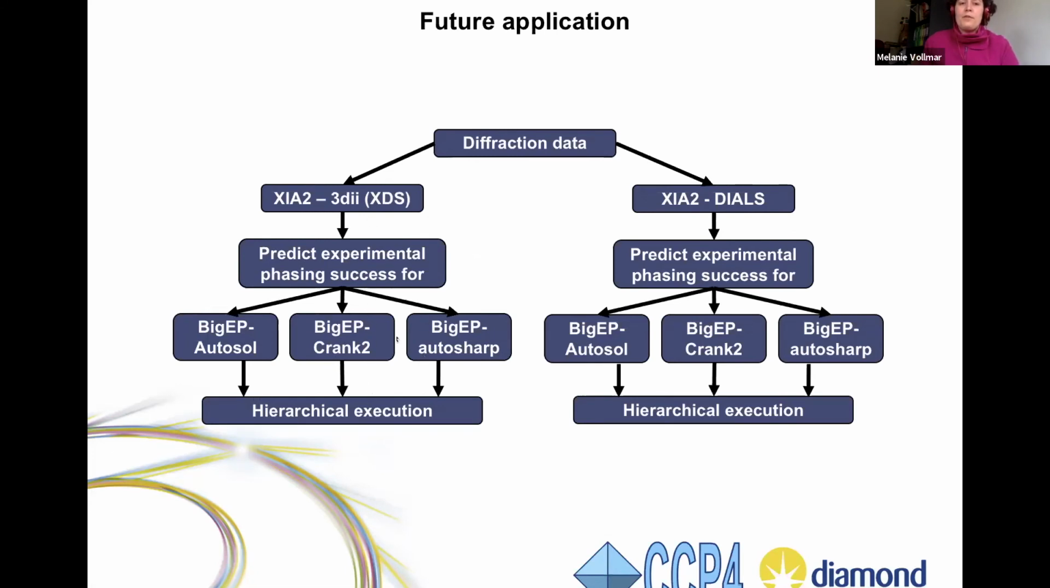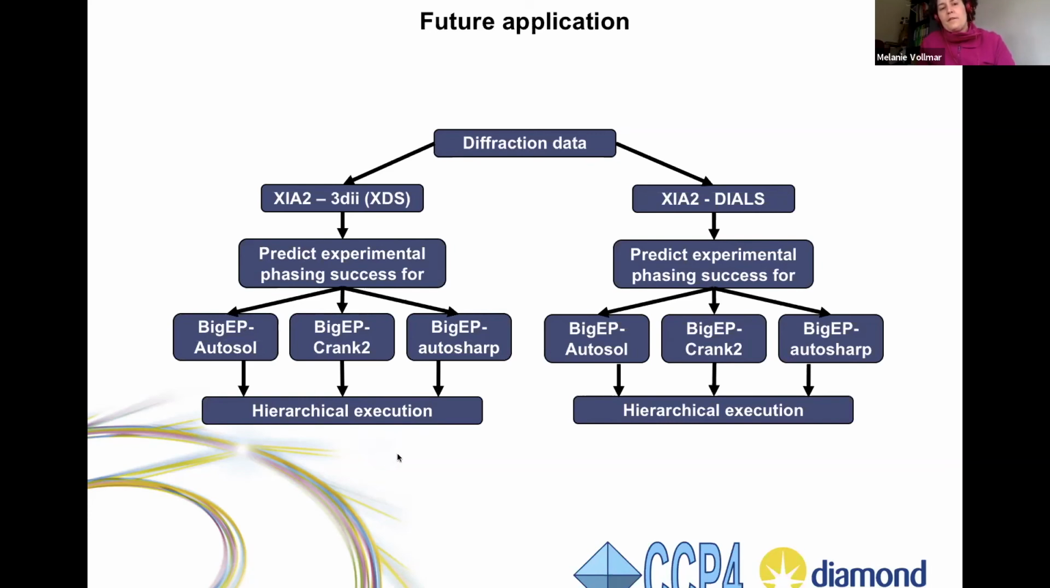And then rather than running them all in parallel, what happens at the moment? At the moment, the system will trigger six parallel pipelines or runs. Each of them is extremely resource consuming, and that's one of the problems we have, hence the introduction of those thresholds for Big EP. The idea now is that rather than having thresholds, we make a prediction of which pipeline is the most likely to succeed, then give a hierarchical order in which to execute them, one after the other, based on their chances of success.